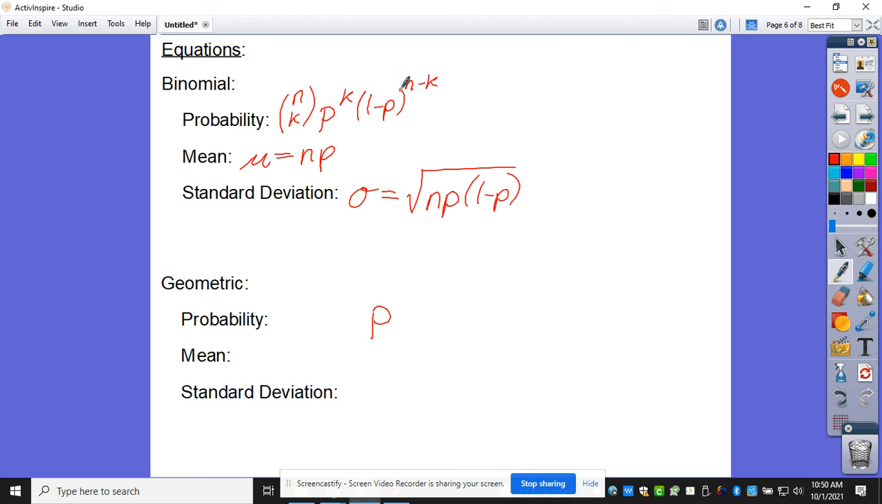So how many of these do I want? How many failures do I want? One less than the amount of trials. What's my equation for geometric mean? What's my equation for geometric standard deviation?